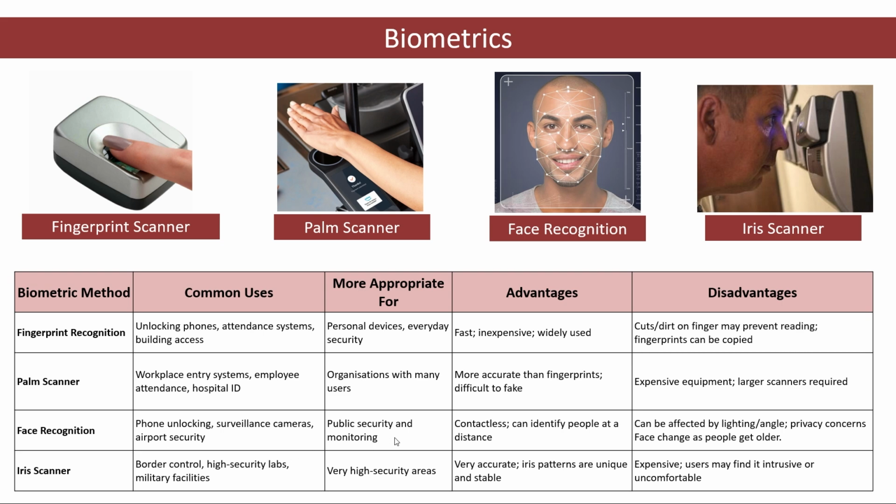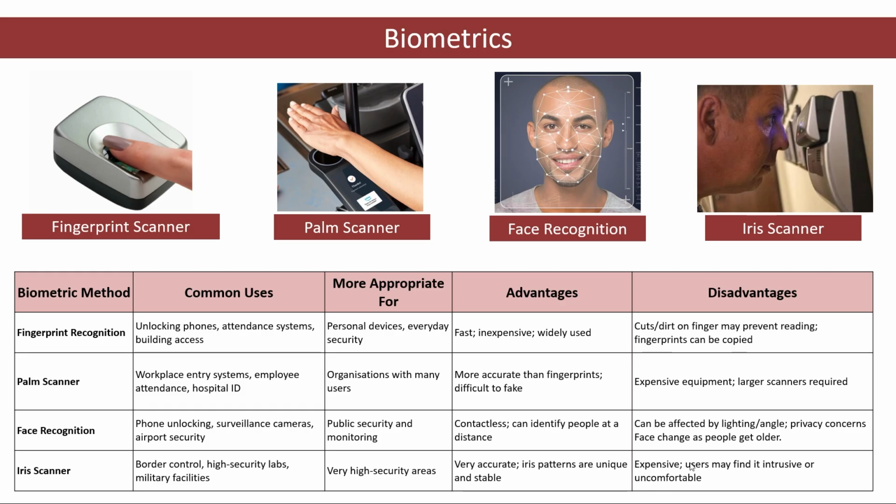Public security and monitoring. So it's more appropriate when you've got, instead of just, let's say, single access to a mobile phone, it's more appropriate when you want to identify people or find somebody for security reasons in a public area. And instead of humans looking for that person, they can use technology and cameras to scan many hundreds of thousands of faces very, very quickly in a public area. Contactless can identify people at a distance, okay, because if you can take a picture of someone, then that picture can be compared with a picture which is on record.